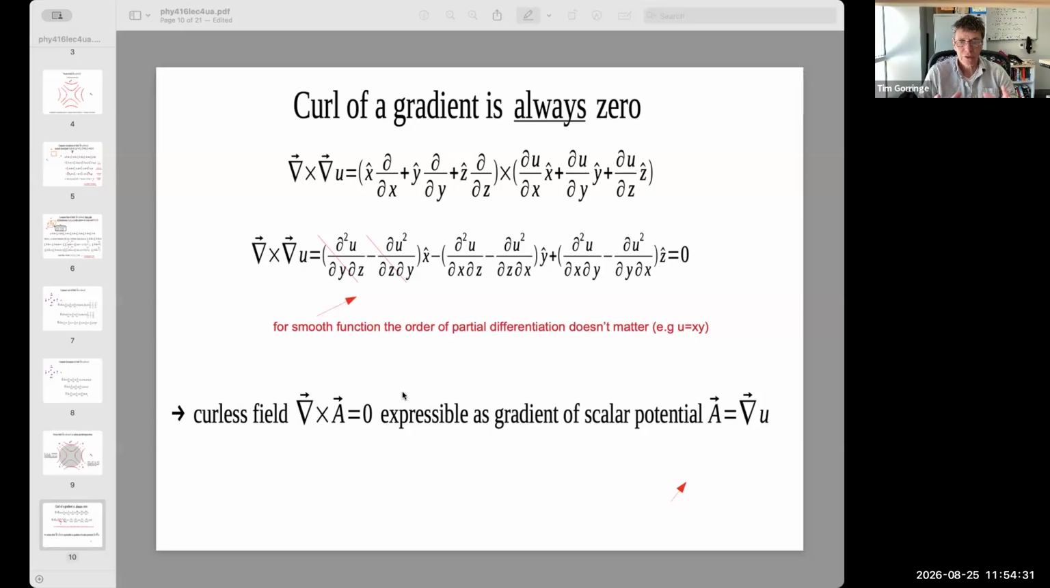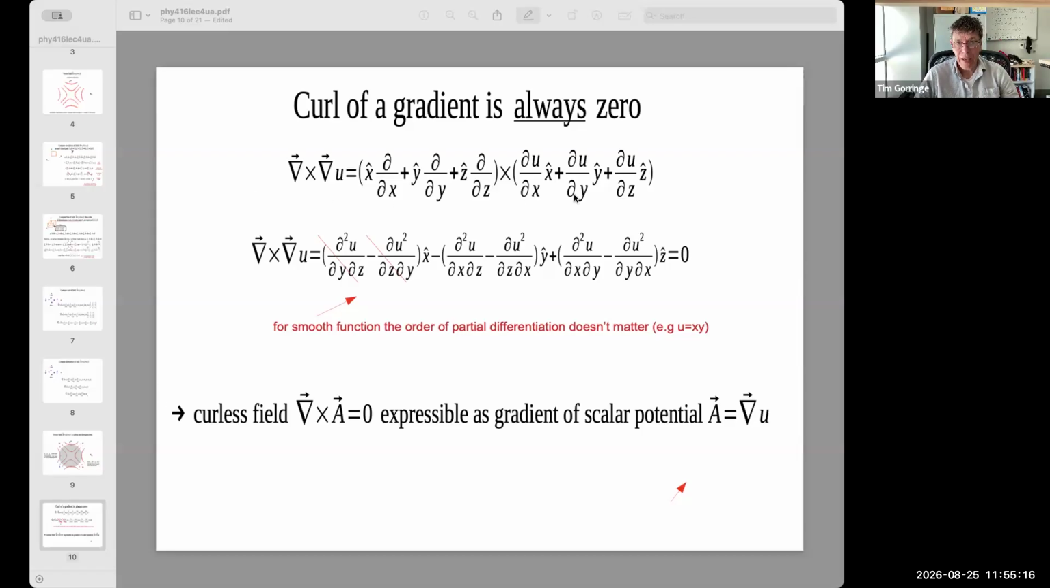So I was trying to describe the fact that a curlless field can be represented by a scalar potential. Specifically, it can be represented by the gradient of a scalar potential. So we could represent our field A, because it's curlless, by a gradient of a scalar potential. And you can do that because the curl of a gradient is 0, and it's always 0. On this slide, I'm just demonstrating that mathematical fact.